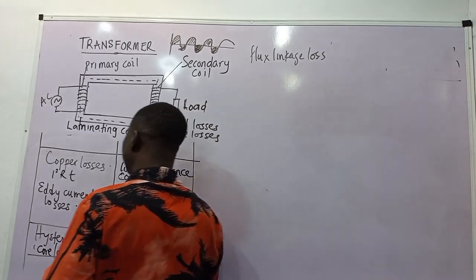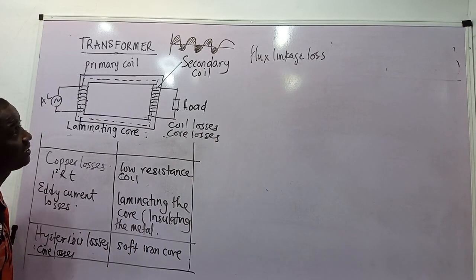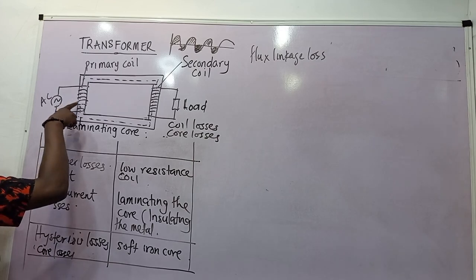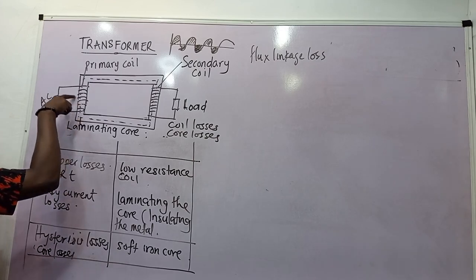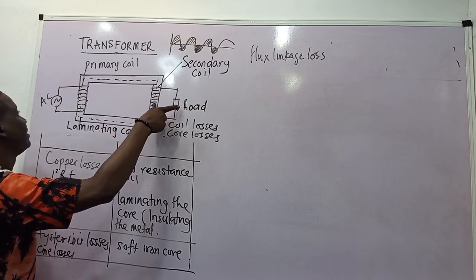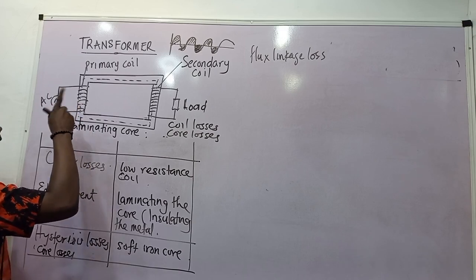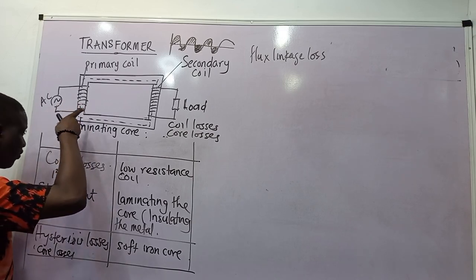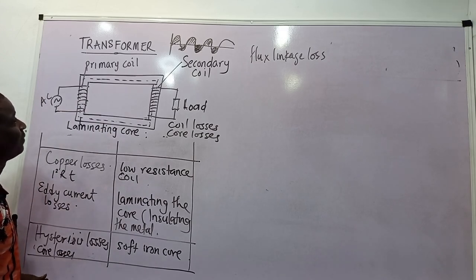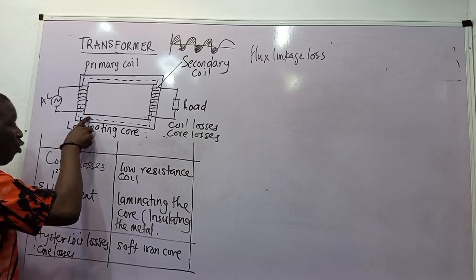Now, in this flux linkage loss, we notice that when you create a magnetic flux at the primary, it does not all link to the secondary. Some is lost as a result of linkage in the magnetic flux, as a result of what? Improper design of this core.